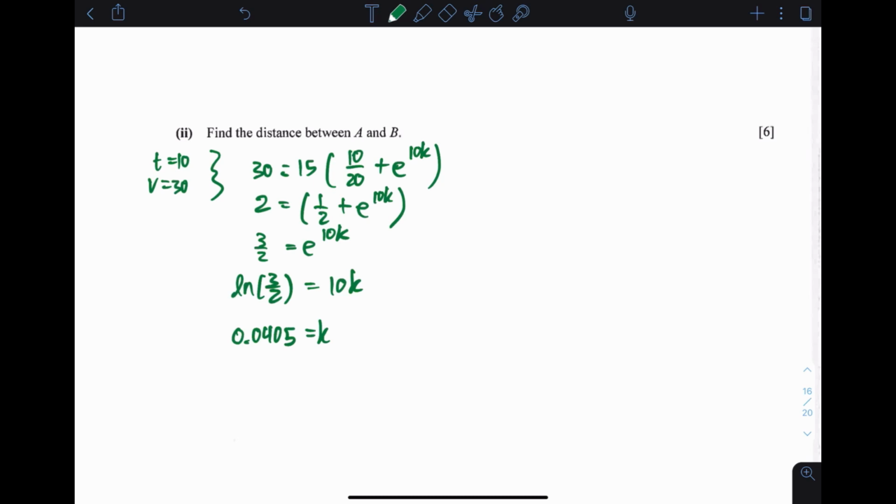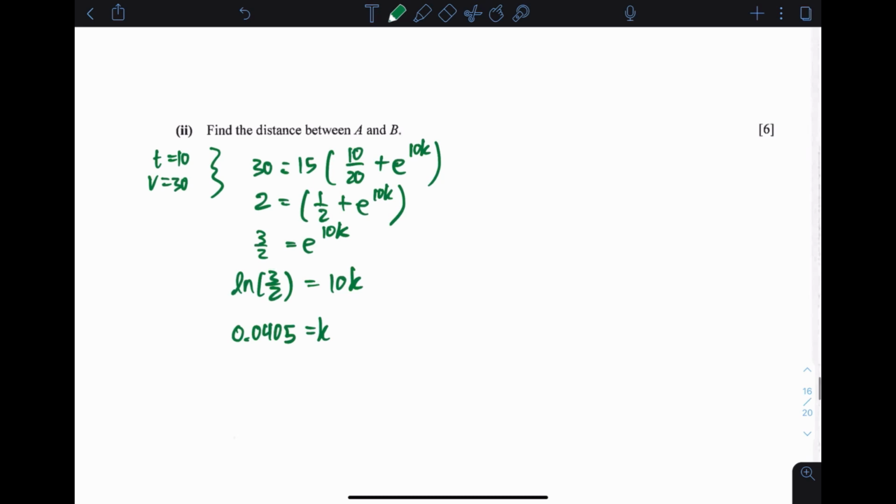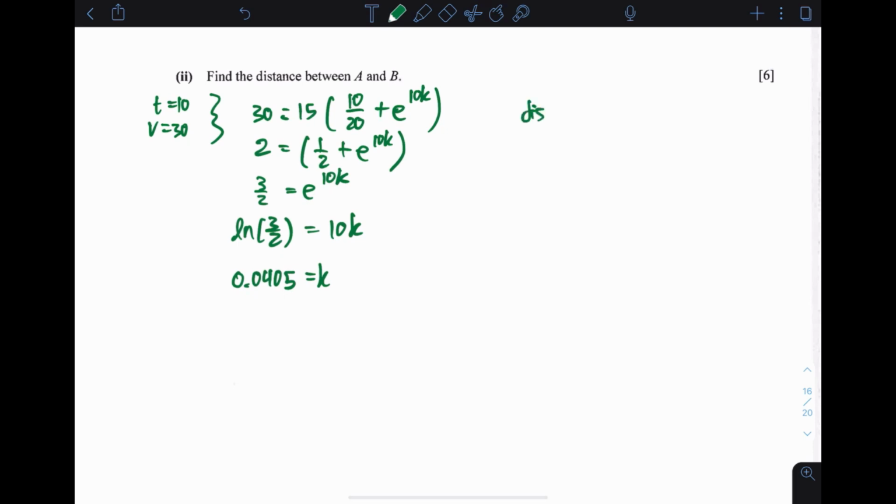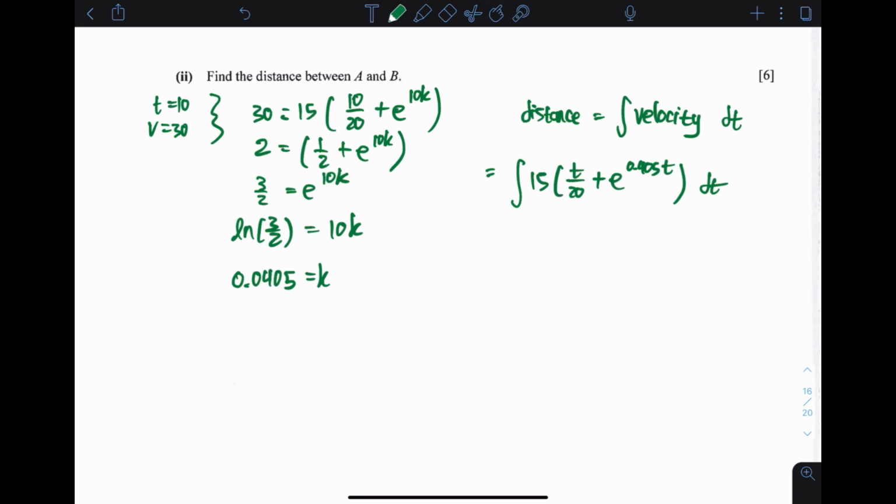Anyway, find the distance between A and B. To find a distance, remember that distance equals the integration of the velocity. They give us a speed here, but it's totally fine to use it in this occasion. The velocity equation is given to be 15 bracket t over 20 plus e power of kt. Well, this is a horrible number, but we need to put it down. dt. Then you integrate this from A to B, so 0 seconds until 10 seconds.